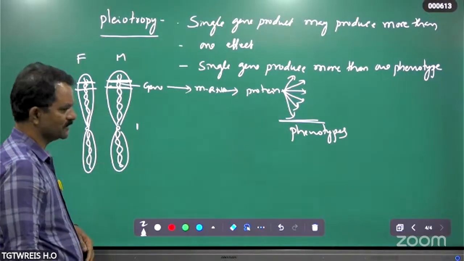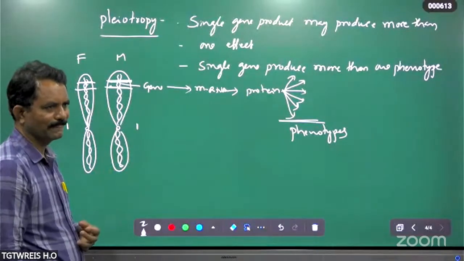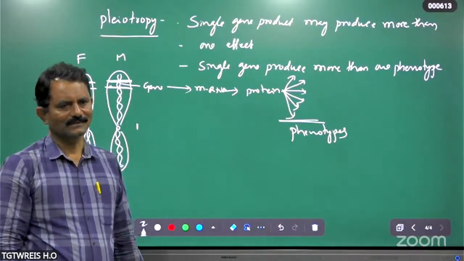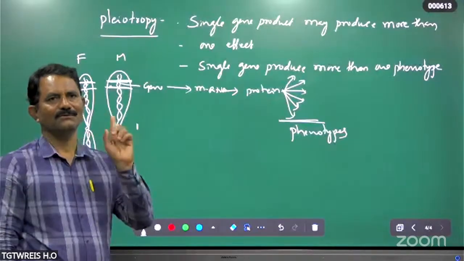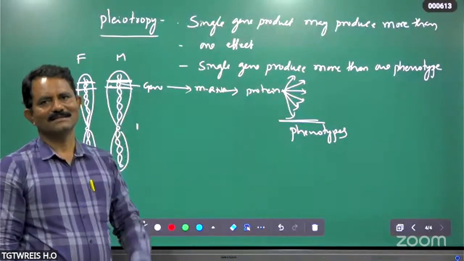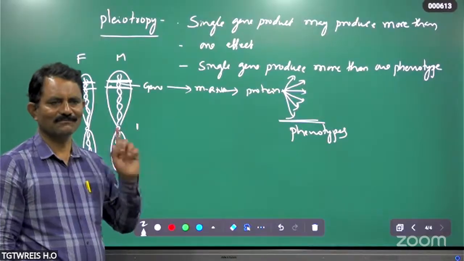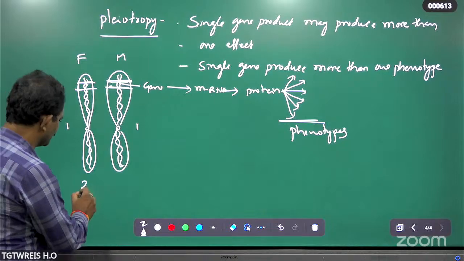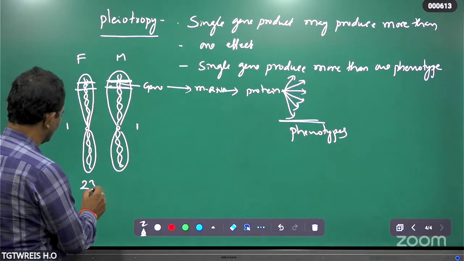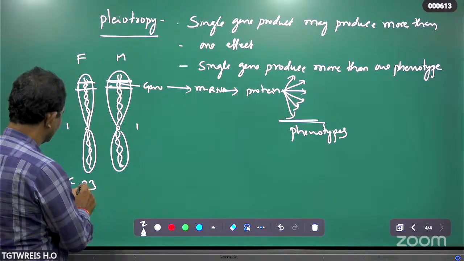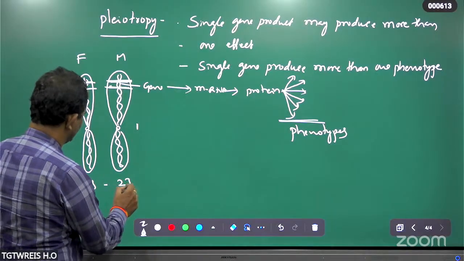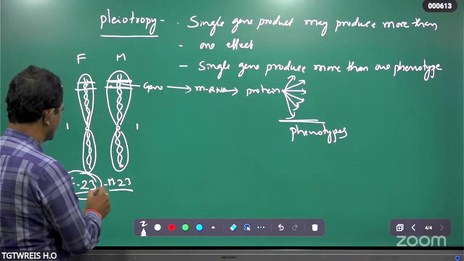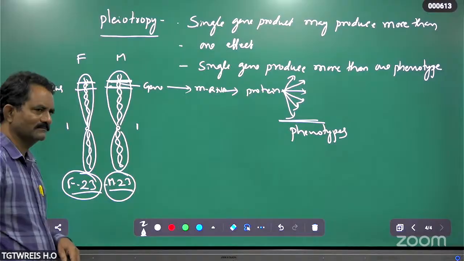These are the two chromosomes we get from our parents. Our father gives one set of chromosomes, which is called one genome. Our mother gives us one set of chromosomes, which is also one genome. A haploid set of chromosomes is called a genome. So we get 23 chromosomes from father and 23 from mother, a total of 46.